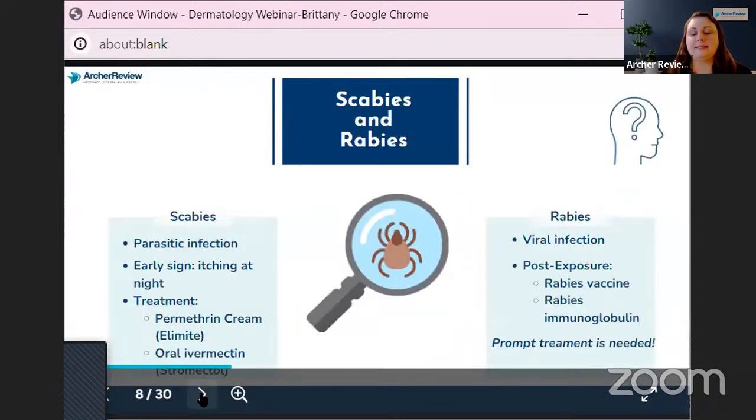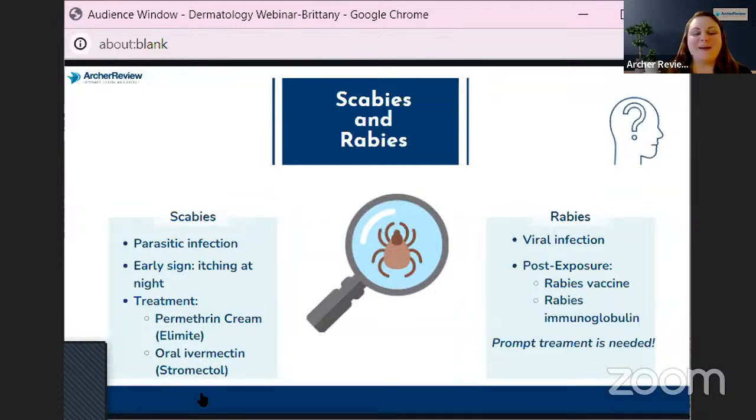All right, we have scabies and rabies. They don't like each other, but they do rhyme, don't they? So scabies is a parasitic infection, and patients are going to be really itchy. This is going to be treated just like lice: permethrin cream, Elimite is the brand name for that. If it's a really bad case, we might give them some oral ivermectin.